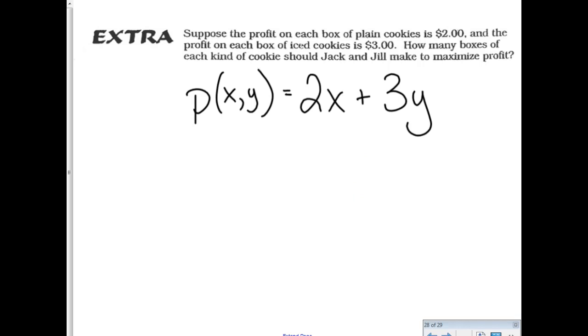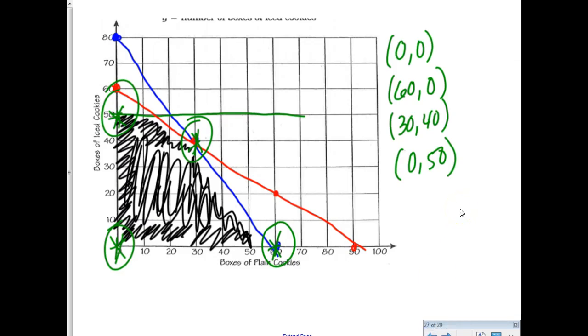So here's what you have to do. You got to take all those critical points we just found and plug them into that profit function that we just wrote down. And it wasn't real difficult, right? It was 2x plus 3y. All right, here we go. If you plug in 0, 0, you get nothing. Well, that makes sense. You're not making any cookies, y'all. You're not going to make money.